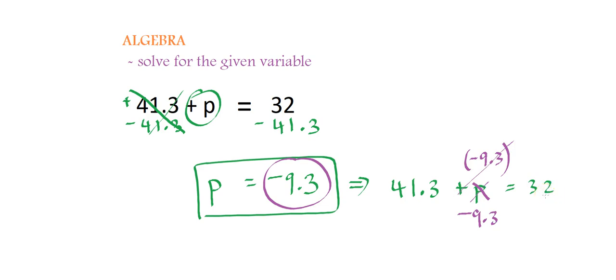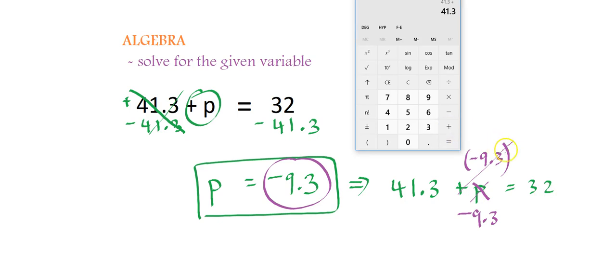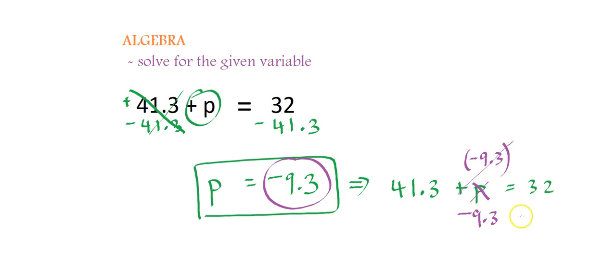So let's just check that out again by using our calculator. 41.3 minus 9.3 equals 32. So that definitely is correct. Which means our working is correct, which means the whole thing is correct.